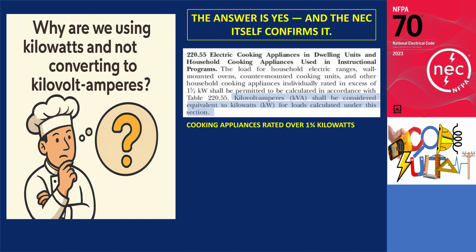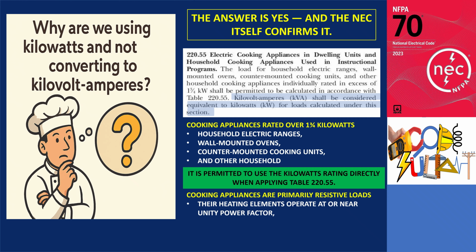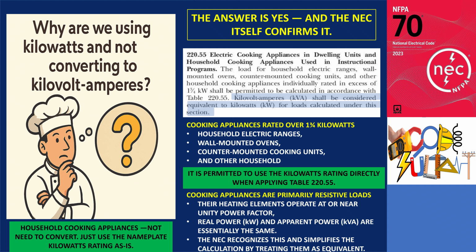That means for household electric ranges, wall-mounted ovens, counter-mounted cooking units, and other household cooking appliances rated over 1 3/4 kilowatts, we are permitted to use the kilowatts rating directly when applying Table 220.55. Why? Because these appliances are primarily resistive loads. Their heating elements operate at or near unity power factor, so the real power, kilowatts, and apparent power, kilovolt amperes, are essentially the same. The NEC recognizes this and simplifies the calculation by treating them as equivalent. So unless the manufacturer specifically lists the rating in kilovolt amperes, which is rare for household cooking appliances, you do not need to convert. Just use the nameplate kilowatts rating as is.